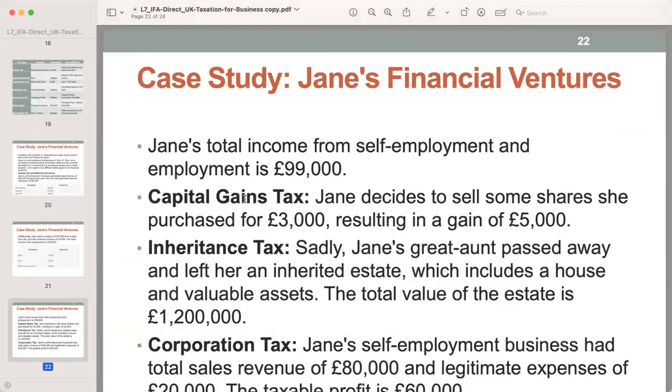Financial ventures. Here we will talk about capital gains tax. Jane's total income from self-employment and employment is £99,000. So, capital gains tax: Jane decided to sell some shares she purchased for £3,000, resulting in a gain of £5,000.